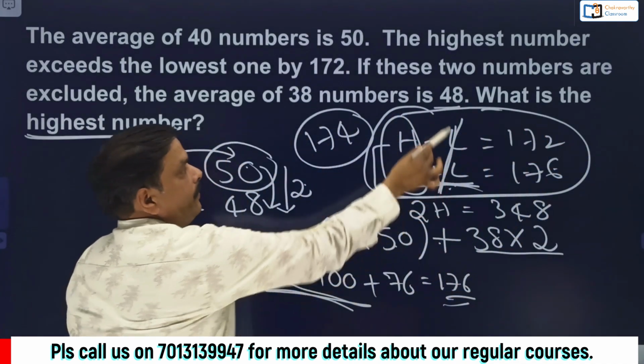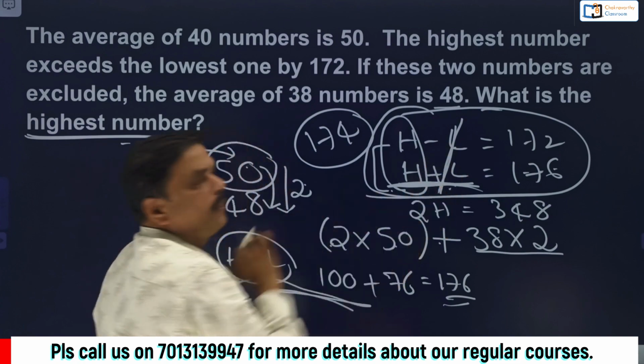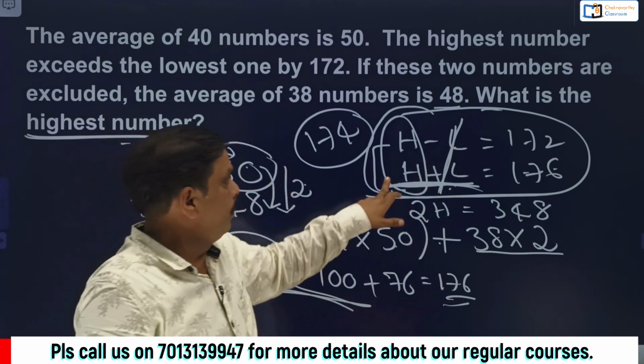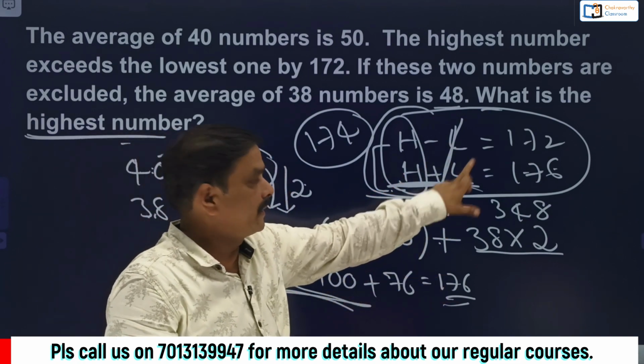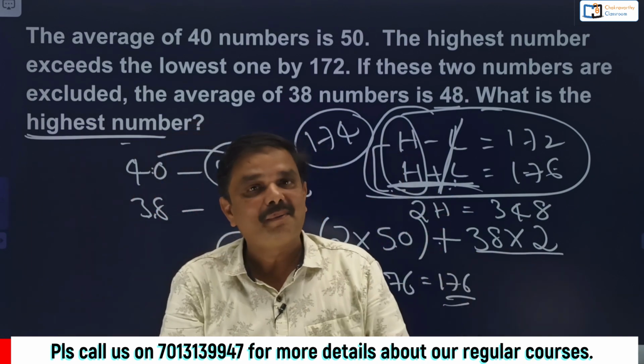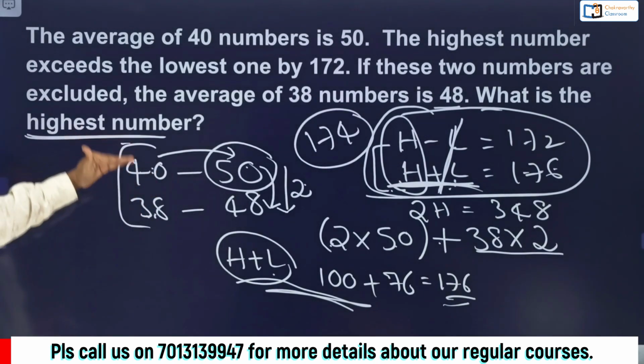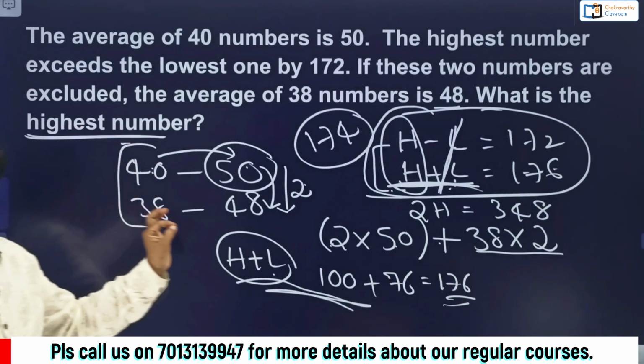They are asking for what is the highest number, and they have given the difference between highest and lowest. Somehow, if I am able to find out highest plus lowest, easily I can find out the highest number or lowest number, whatever it may be. Then to go for this one, they have given this data. We already have the shortcut for this one, or simply think logically.